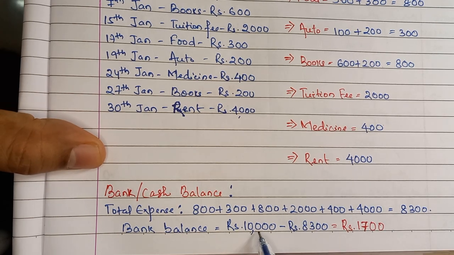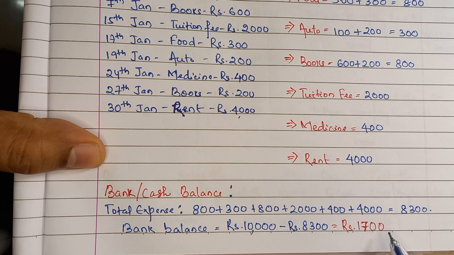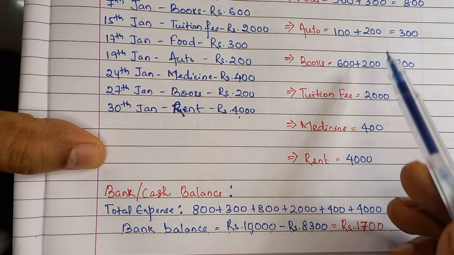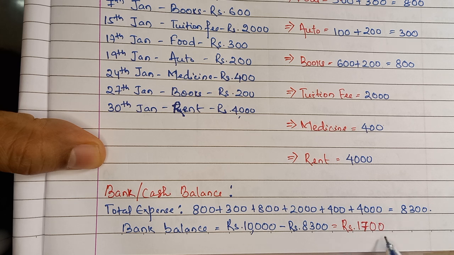It is 10,000 what you receive from your parents minus 8,300 what you have incurred on all these expenses. Correct. So what is the balance outstanding with you? It is rupees 1700 which is available. Now if you don't do this grouping or you don't calculate the total expenses incurred, determining this 1700 is challenging, right? Unless you go and check in the bank balance what is the amount you have.